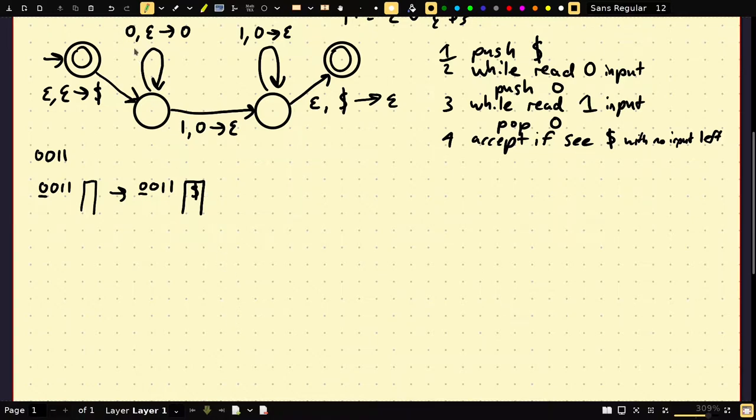Okay, now while we read zeros, we're going to push zeros. So we're going to read this zero and push it. So that's going to move us to the second spot and push the zero. Read the zero, push the zero. So then we move to this one. And then the stack looks like 00, that, okay?